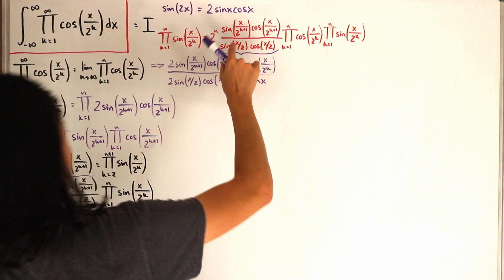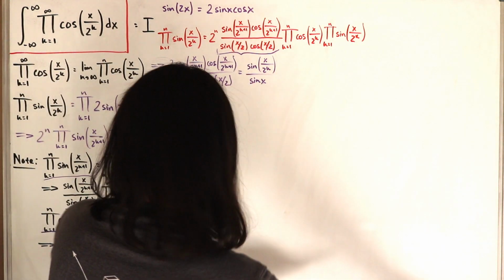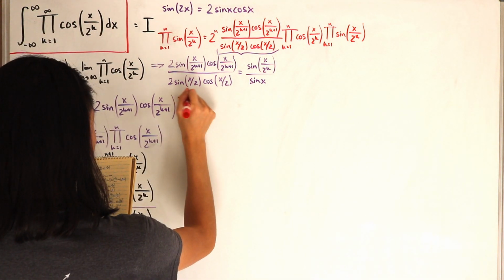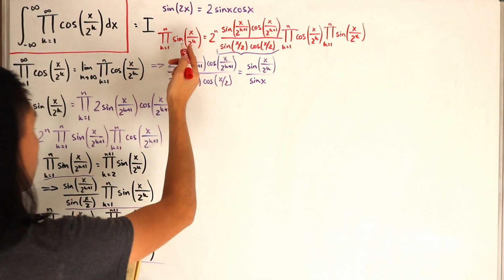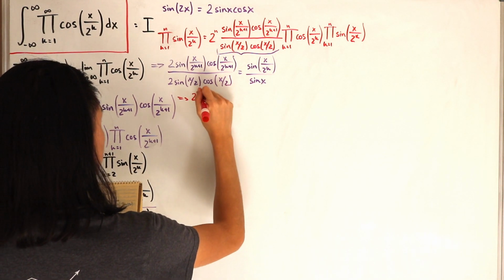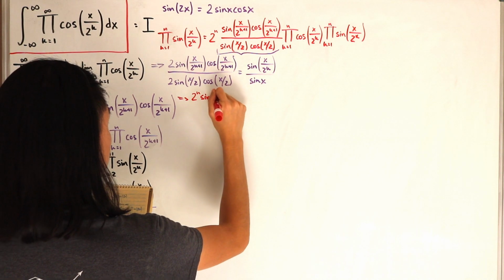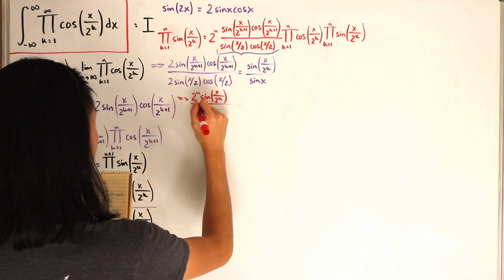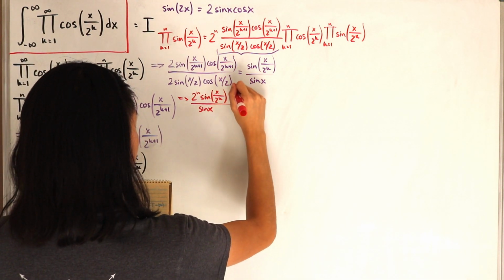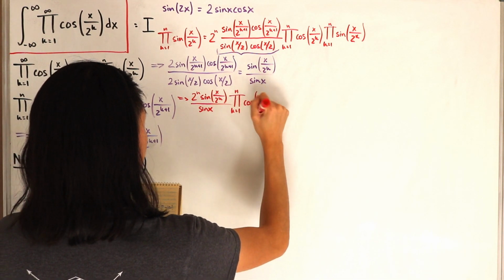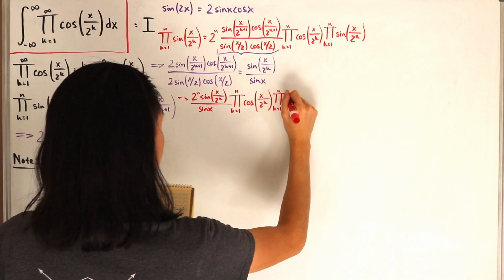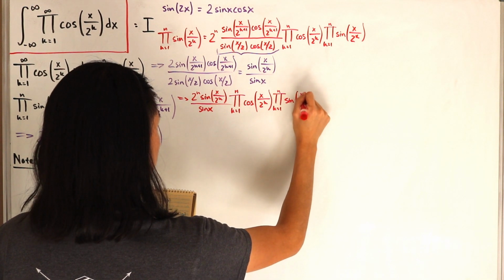Now let's plug in everything back from in here and simplify things even further. In this case we would have 2 to the power n, coming from the product series that we're evaluating for sine. So this is 2 to the power n, then sine of x divided by 2 to the power k, then divide this by sine of x. Now multiply with the partial product, k equals 1, cosine of x divided by 2 to the power k, then multiply the product again, k equals 1, sine of x divided by 2 to the power k.